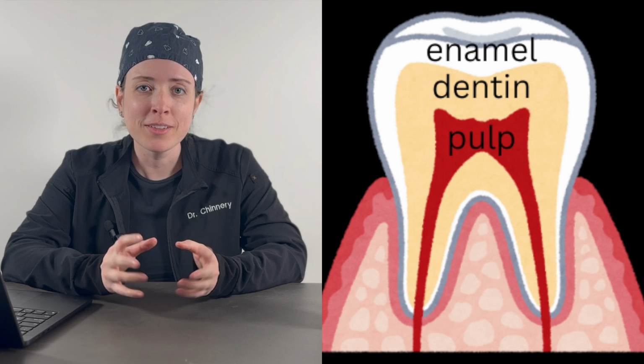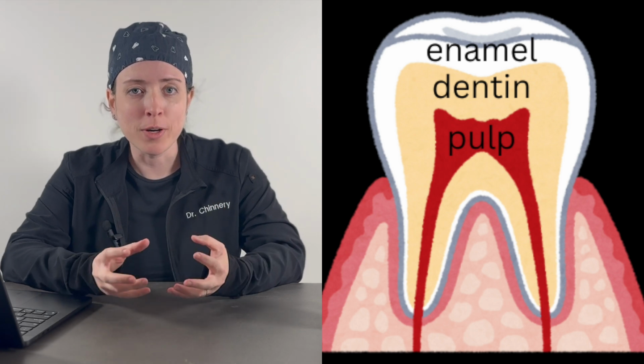The next layer is dentin, and this is the middle part of the tooth. This is actually what most of the tooth is made of, okay? So dentin is slightly softer than enamel, and it's made of minerals, collagen, and tiny microscopic tubules. Those tubules actually connect to the nerve, which is why when dentin is exposed, you have a lot of sensitivity to cold and sweets and heat as well. Dentin supports the enamel and helps absorb chewing forces.